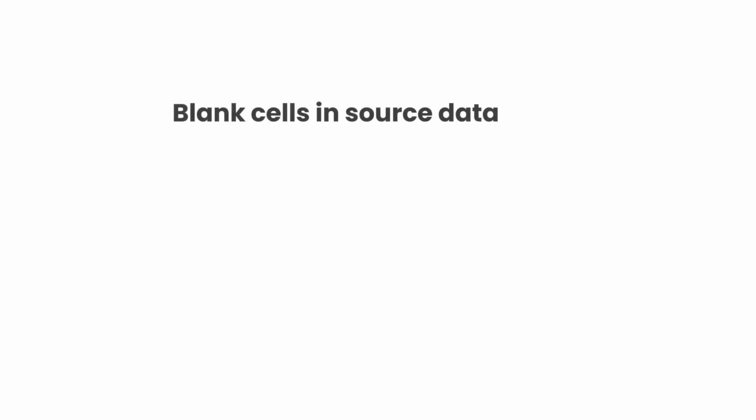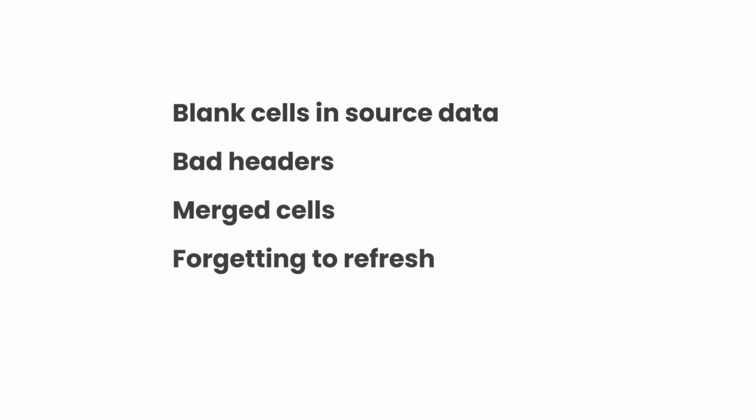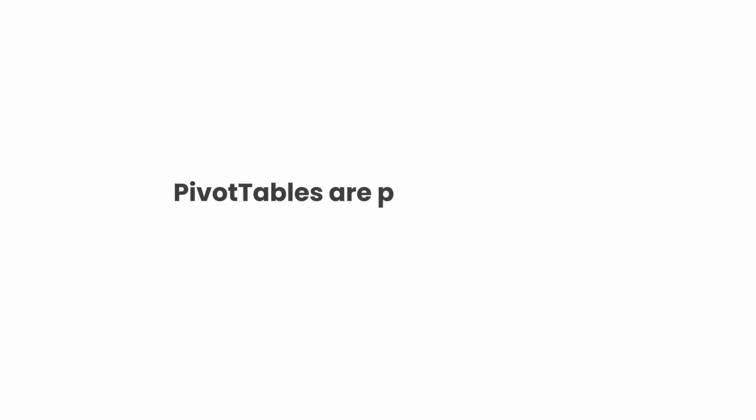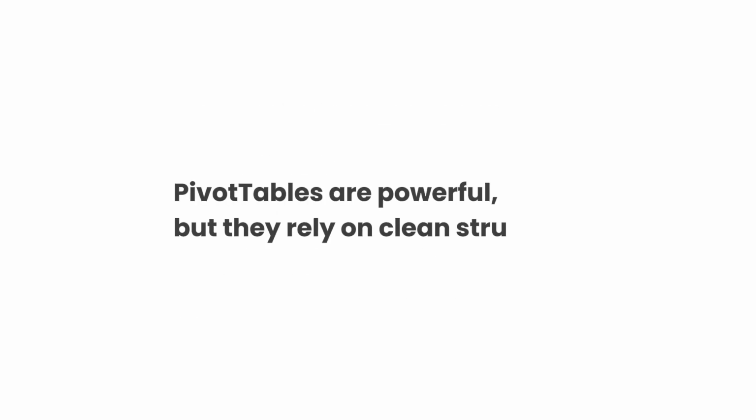A few big beginner mistakes. Blank cells in source data. Bad headers. Merged cells. Forgetting to refresh. Using inconsistent date formats. Pivot tables are powerful, but they rely on clean structure. Garbage in, garbage out.